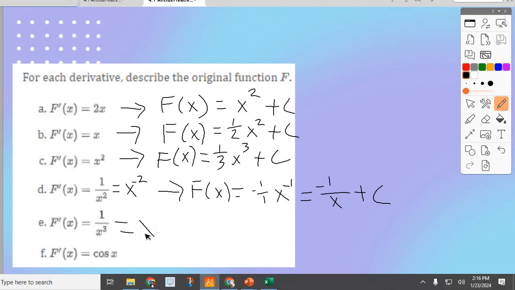X to the -3rd. Yes, there we go. So now this time when we add 1, what do we get? And then again, we have to divide, so we're going to get a -1/2 x to the -2nd, which is also a -2x squared. Let's see. We're okay with that. Now, the last one, can I use my anti-power rule on it?